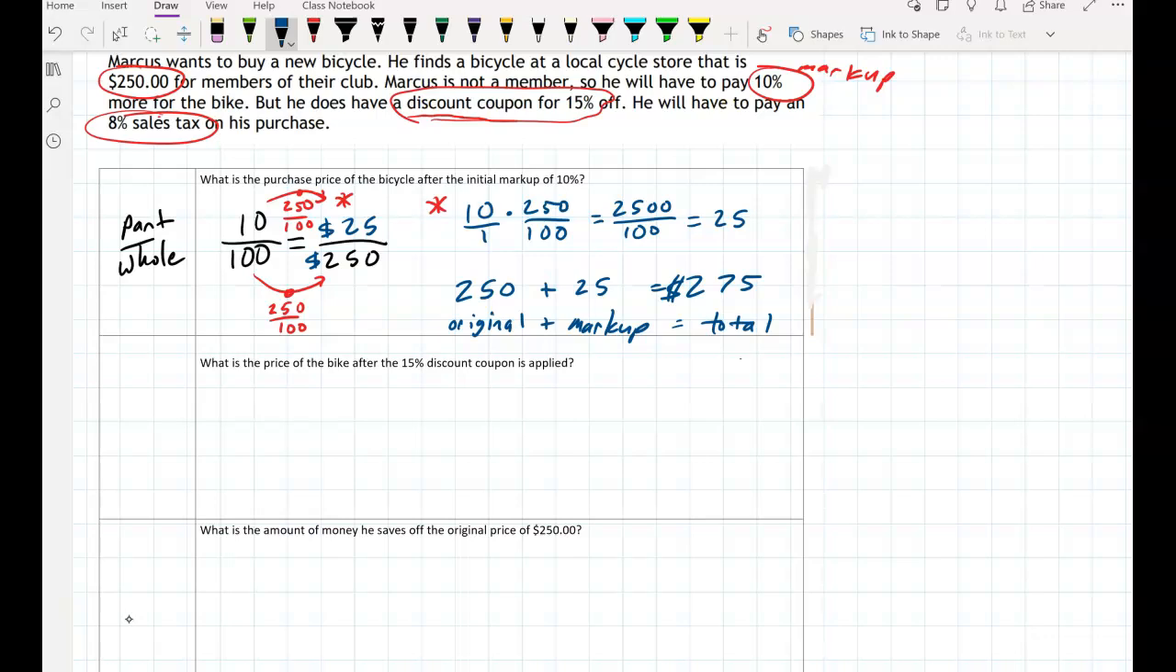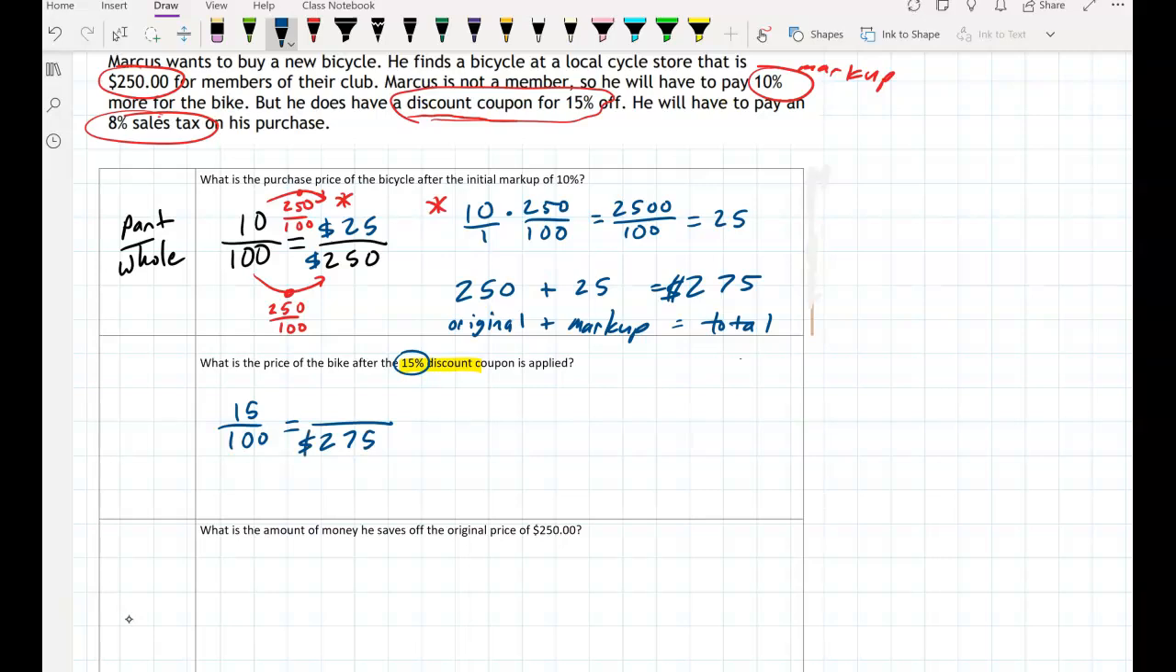Our next question begins with, what is the price of the bike after the 15% discount coupon is applied? So remember, he's got that 15% discount. So now we have to find out what is 15% of the 275. So we know the percent, it's 15. If we know the percent, it goes on the left. 15 over 100, that's 15%, equals, now at this point, the new whole value is 275. That's the price for the bicycle.